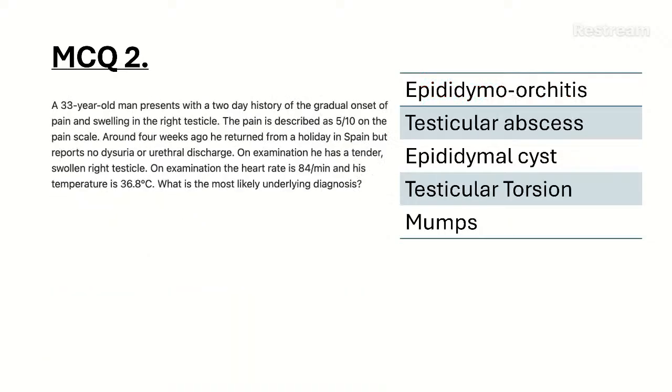Okay, question 2. So now we've got a 33-year-old man, and he presents with a 2-day history of gradual onset pain and swelling in the right testicle. Pain's described as a 5 out of 10 on the pain scale, and around 4 weeks ago he returned from a holiday in Spain, but he has no dysuria, so burning on passing urine, or urethral discharge. On examination he has a tender swollen right testicle, his heart rate is 84 and his temperature is 36.8. So what is the most likely diagnosis?